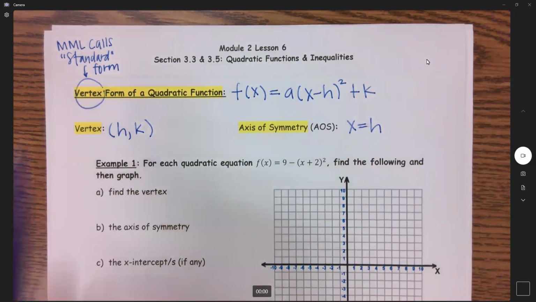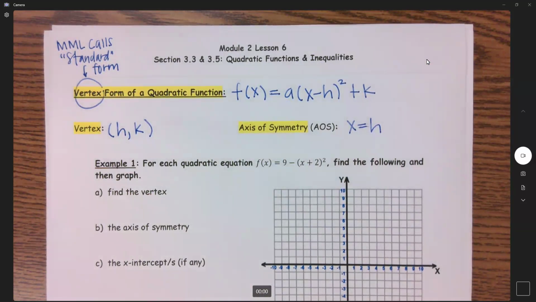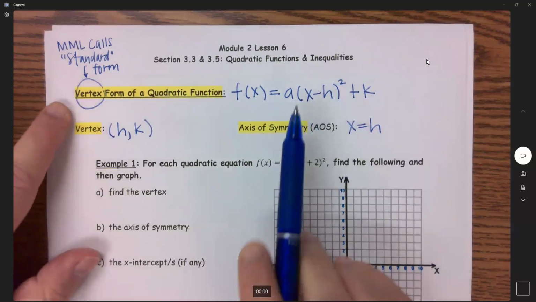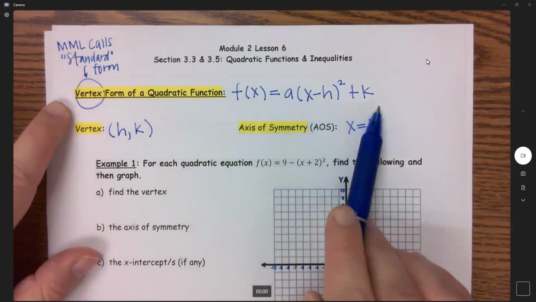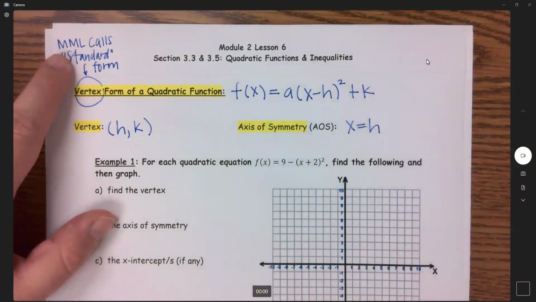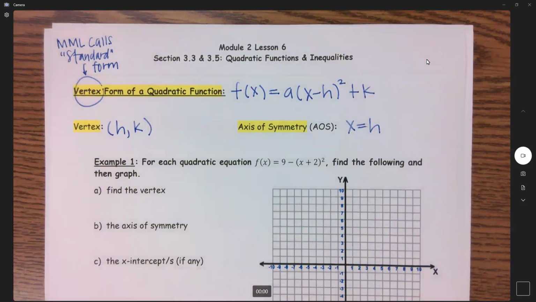Now I have a note up here that I'm going to keep referring to this as vertex form because I had no idea it was called anything else until I looked at this homework, but the homework actually calls this a times x minus h quantity squared plus k, this right here, standard form. So just a heads up and a little bit of help whenever you get to your homework: I'm referring to it as vertex, but the book calls it standard. So let's get into our example.